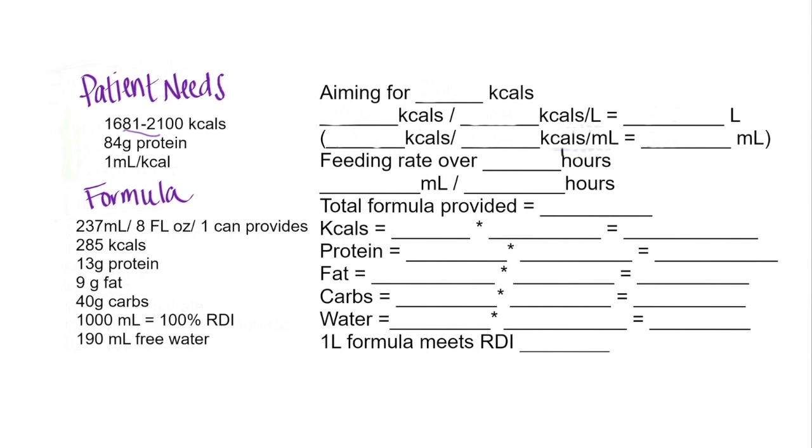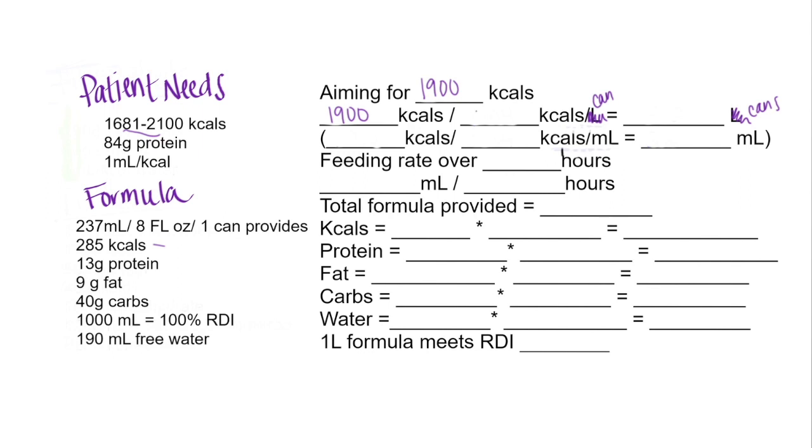As per usual, I'm aiming somewhere within their calorie needs, and today I am estimating at 1900 kcals as being my goal. So I know that I need 1900 kcals, but I'm not actually looking anymore for a total number of liters. I'm going to be looking for a total number of cans. So instead of doing liters, I'm just going to take that out and I'm going to say cans instead, knowing that I have information right here for the total number of kcals per can.